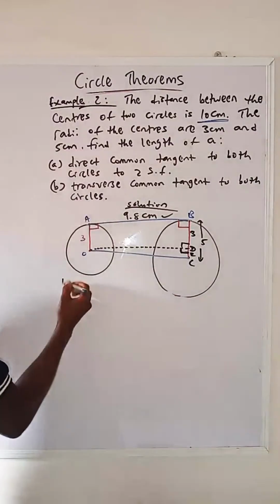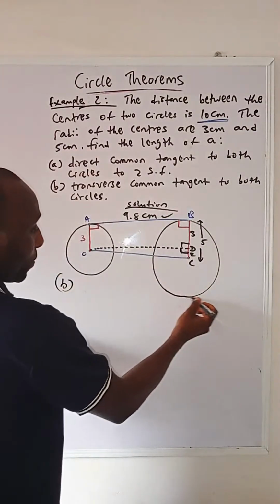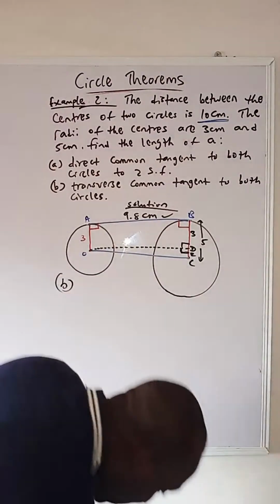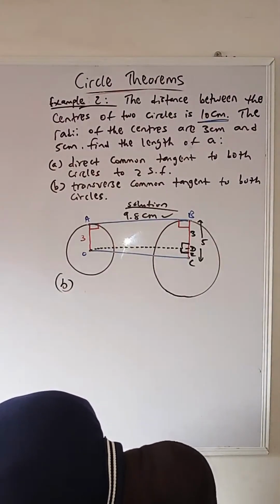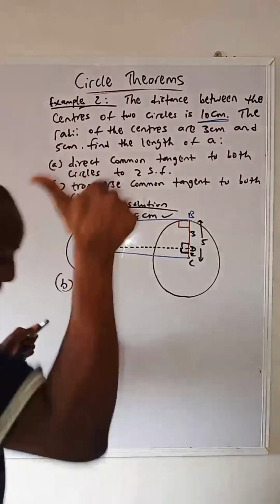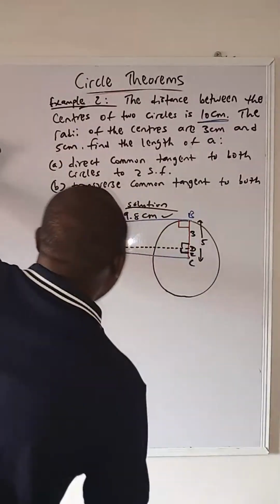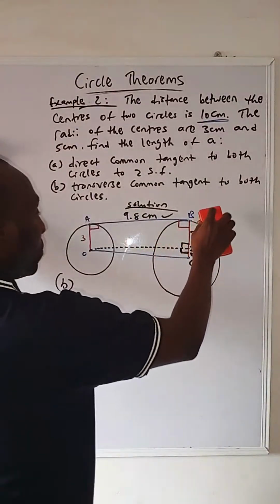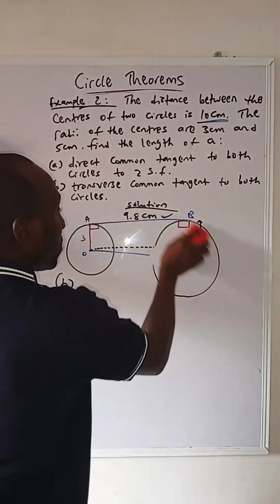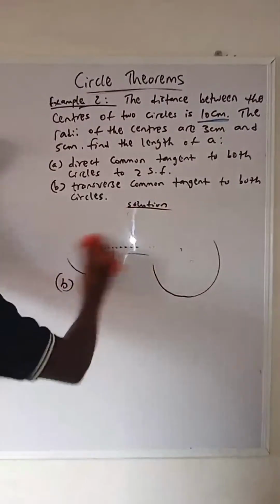So we're doing the second one now. Okay, anybody? Please, can you draw the transverse common tangent? Oh, thank you. Yes, I'm going to draw it now. Let me just take off all of this. As a matter of fact, everything has to go again.